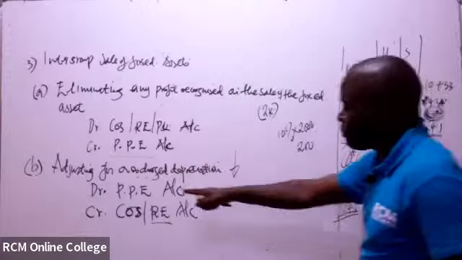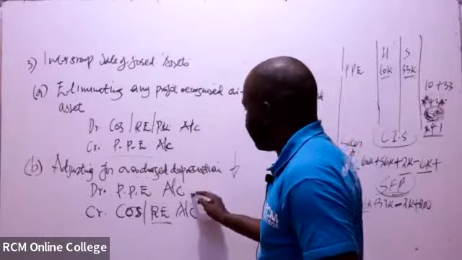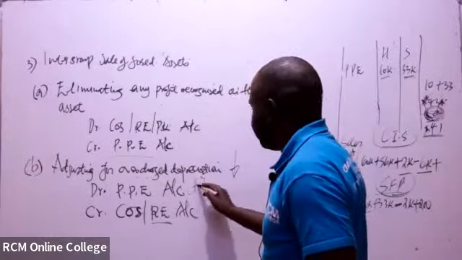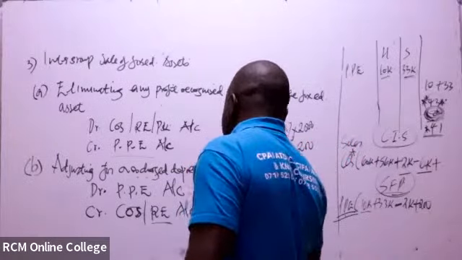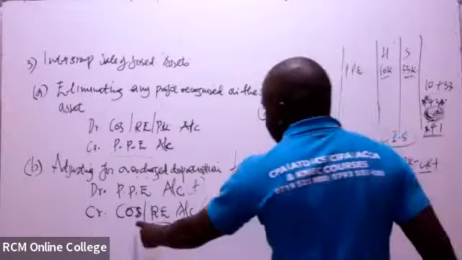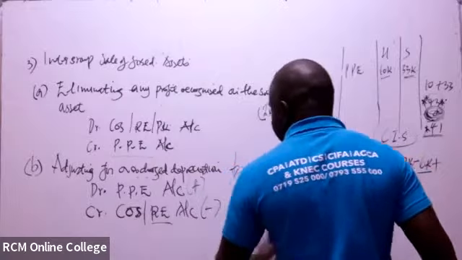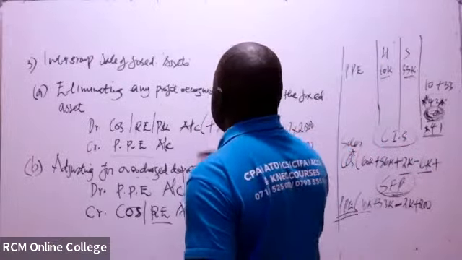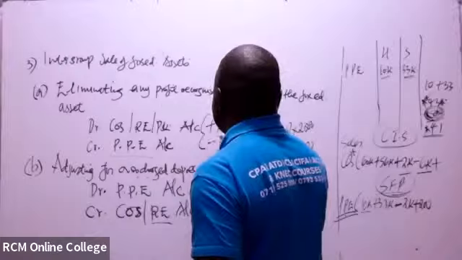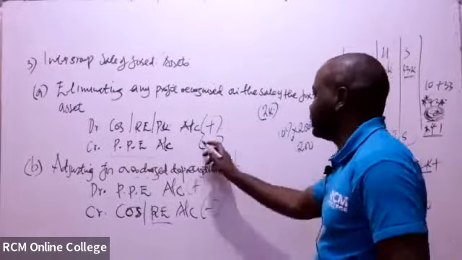So we'll be adding it. Because if you are debiting the property, plant, and equipment account, it means you are increasing it. So we will be adding. This one will be minusing. When you credit the cost of sale account, which is an expense account, it means you are reducing it. This one means you are adding. You can put positive. This one means we are deducting from the property, plant, and equipment account. We are minusing.